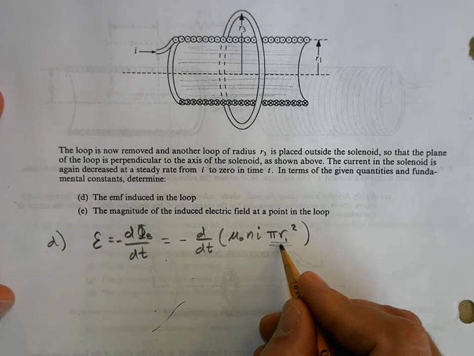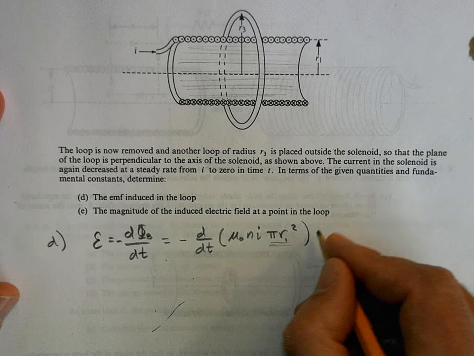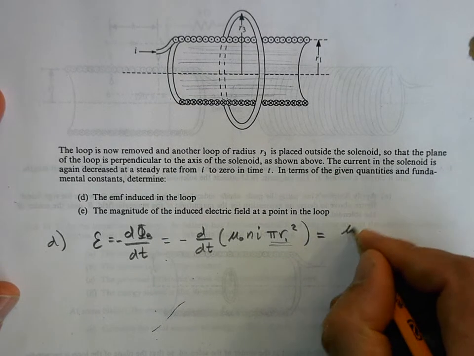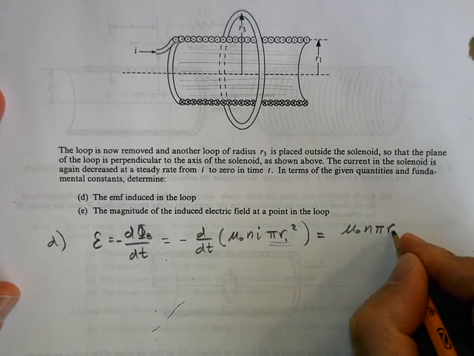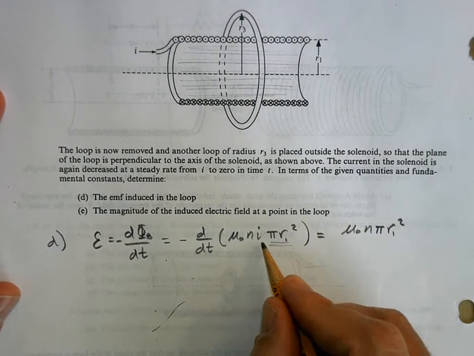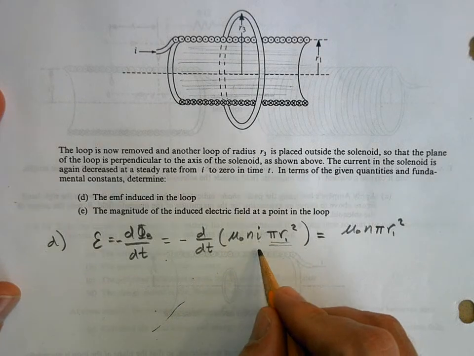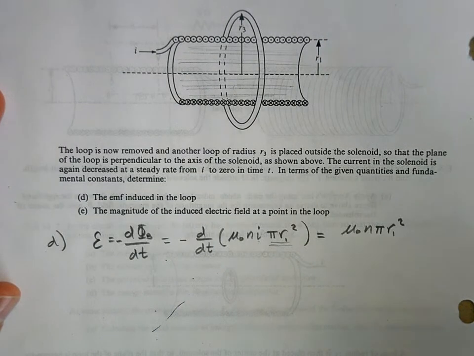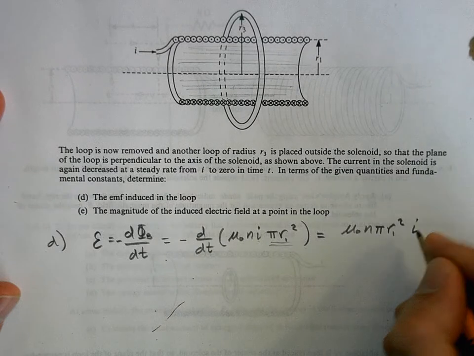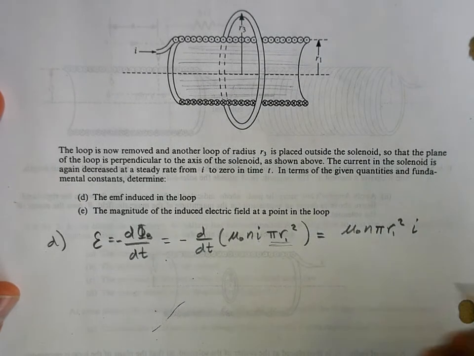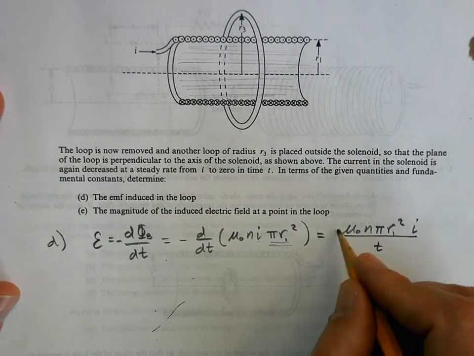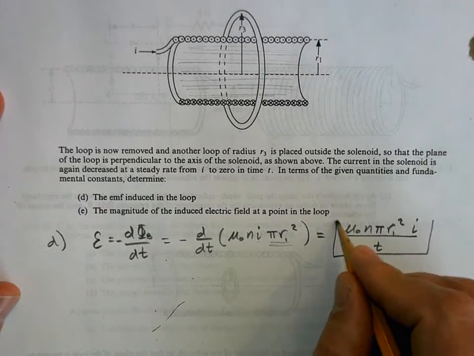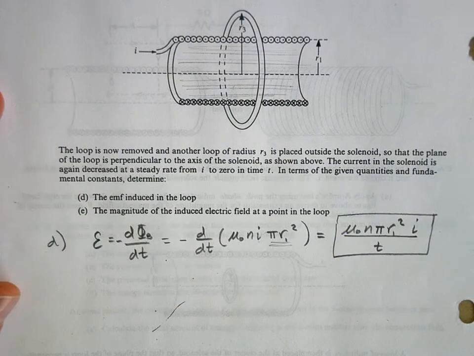So this just becomes basically the same answer we had before. Mu naught n pi r1 squared, because those are all constants. And this becomes di/dt, but it's delta I over delta t, which just becomes 0 minus I over t. So the negative goes away. So did I do that right? I hope so. Did I leave something off? I feel like I'm leaving something.